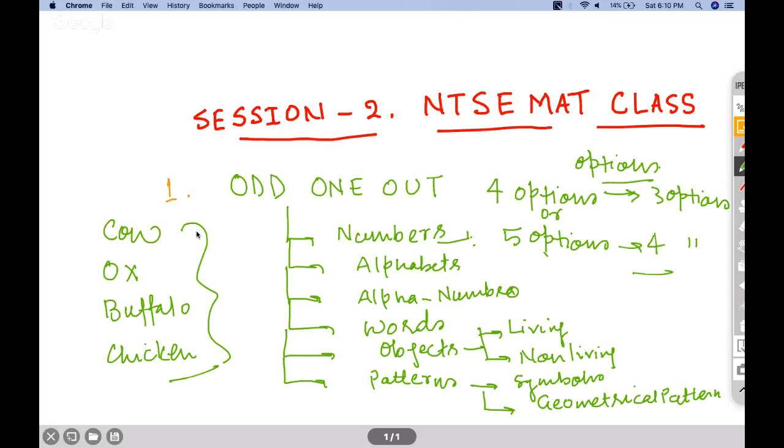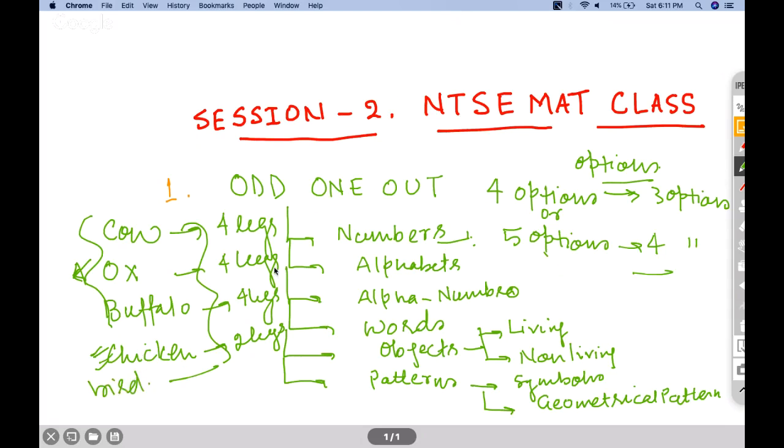Okay, so here what I can see is the answer would be chicken. Why? Because most of you have given this answer chicken. Because they all have four legs, here it has two legs. Or one particular logic will be they all come from the same type of animals, and chicken is a bird. This is not an animal, so you can say anything possible over here. Similarly, I'll keep on giving you a few questions. Just focus on this.